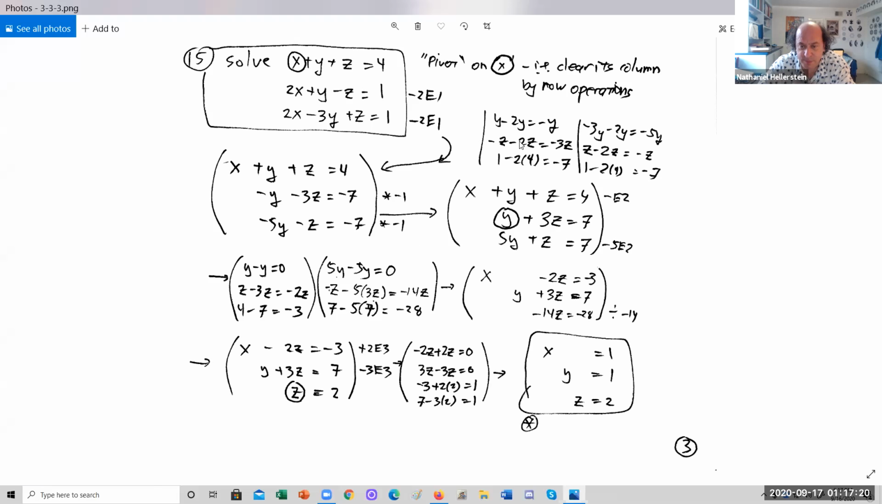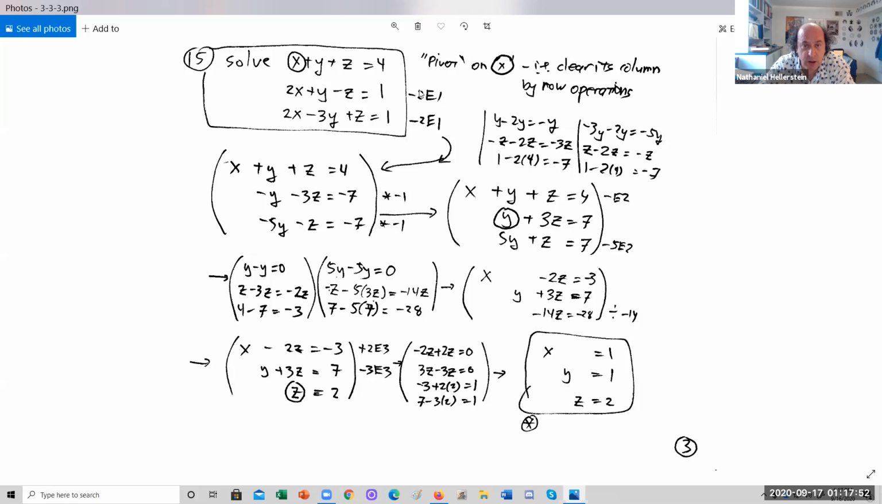All right, now, we'll use the solution by elimination to solve this system. x plus y plus z equals 4, 2x plus y minus z equals 1, and 2x minus 3y plus z equals 1. The idea is we're going to pivot on this x because it's a 1x, and we want to clear away these 2 x's here, the 2x and the 2x here. So we'll clear this column, leaving only this x, and eliminating these by using row operations.